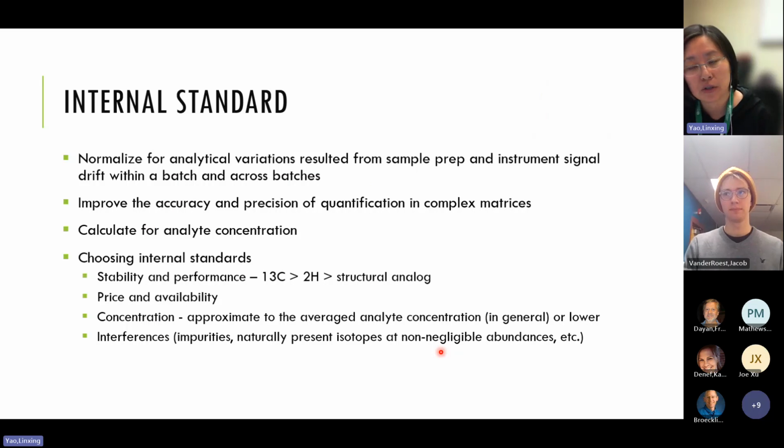At the beginning of the talk, we talked about using internal standard in targeted analysis in order to calculate absolute quantification. The other reason that we want to use internal standard is to normalize for analytical variation resulting from sample prep and instrument signal drift. So how do we choose internal standard?